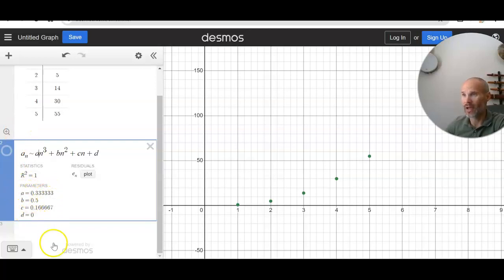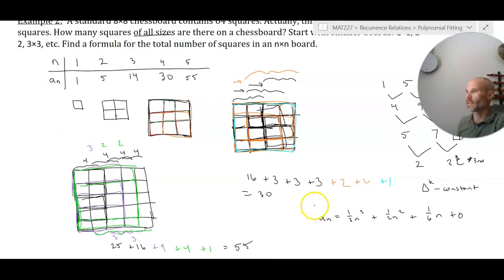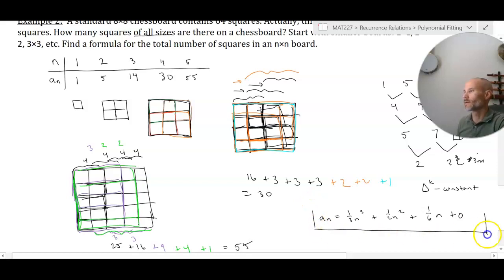Now here we have our parameters, and if you notice, they get rounded. It's ideal to figure out what these fractional values are, and maybe Desmos isn't the best tool for this because it will round off. Now 0.33 repeating is going to be 1/3. Here we'll have 1/2, and 0.167 I believe is 1/6. Take 1 divided by 6, yeah. So this is a 1/6. Excellent. Here I have my solved recurrence relation by using polynomial fitting on the data.